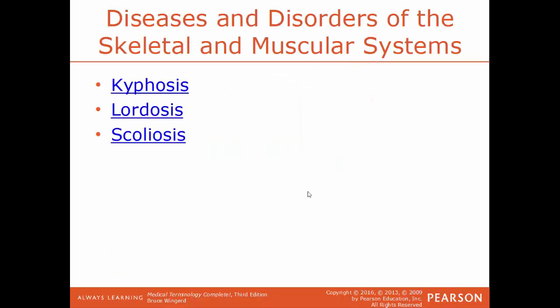These next three all deal with abnormal curvatures of the spine. The first one, kyphosis, is also known as hunchback, where the upper part of your back is curving more anteriorly, or more toward the front, than it should. The opposite of that, lordosis, is often called swayback, where the lower part of your back curves more anteriorly than it should. And the last one, scoliosis, is where you have a lateral curvature of the spine, curving to the left or to the right.